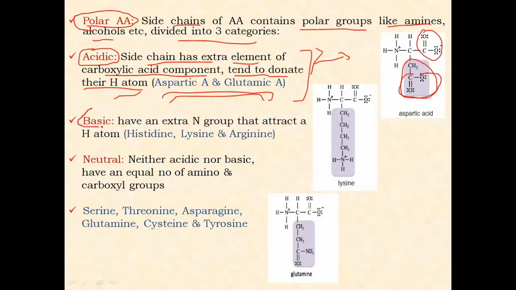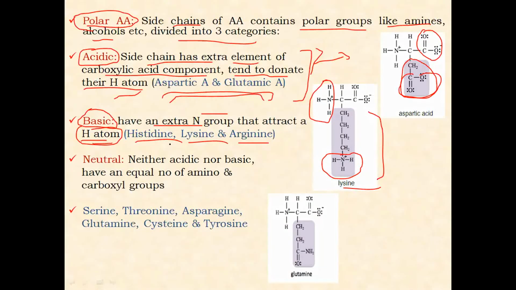The next type is basic amino acid. They have an extra N group that attracts a hydrogen, and they accept a hydrogen atom because they are basic in nature. For example, histidine, lysine, and arginine. You can see lysine. So it has an extra amino group. So you can see, and it's another, and it behaves as a base and can accept a hydrogen atom.